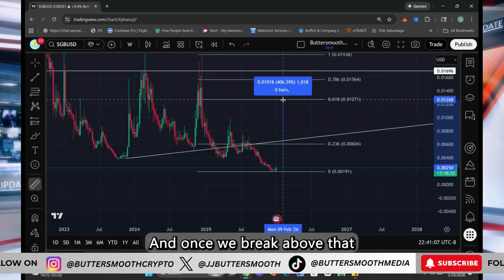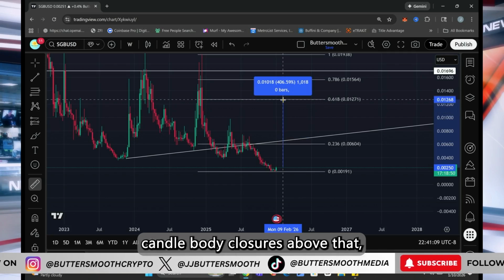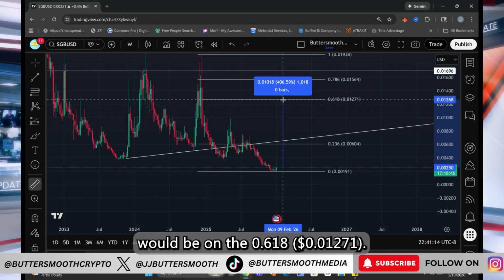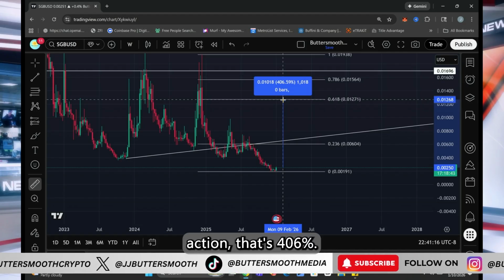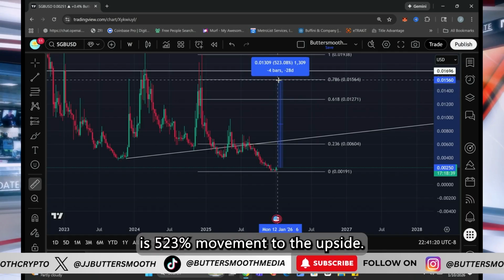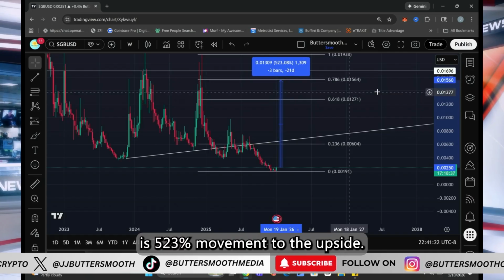And once we break above that trend line and start to get daily candle body closures above that, all eyes would be on the 618. And from current price action, that's 406%. Next movement would be our 786, which is 523% movement to the upside.